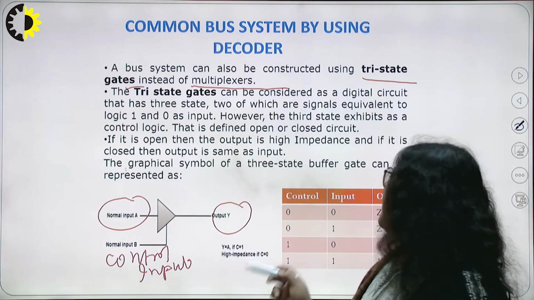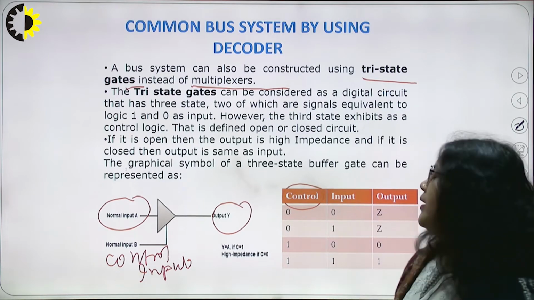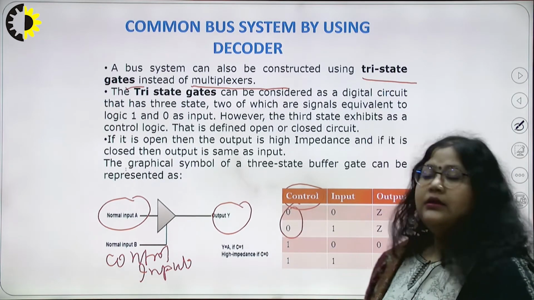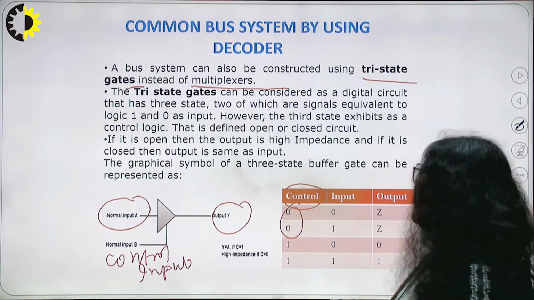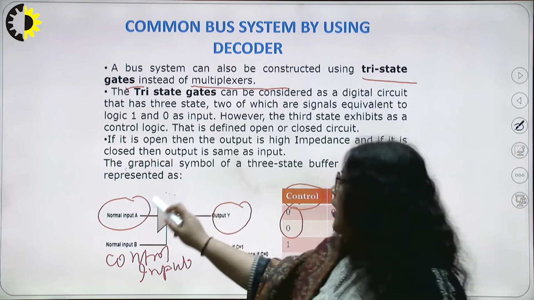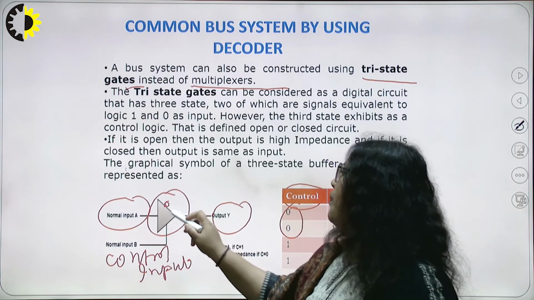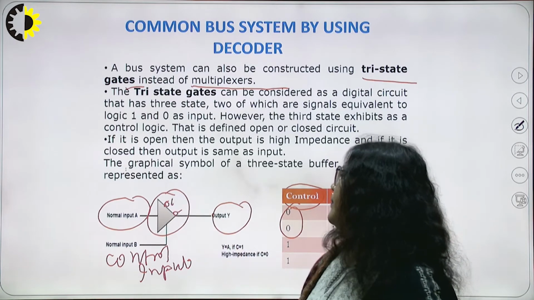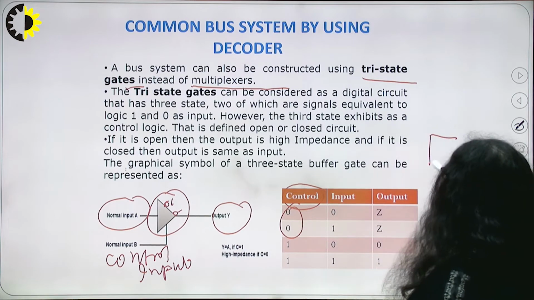When we have the control input, if the control input is 0, it is the same as a lock. If the control input is 0, no current flows in this particular gate. This acts as an open gate.